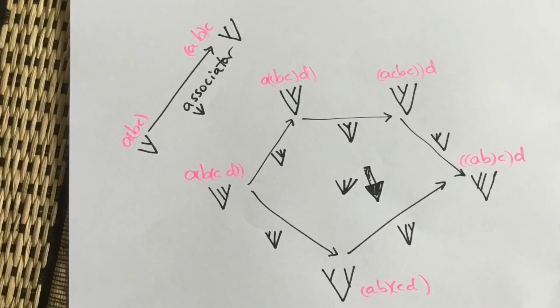Let's recap. Each edge in our axiom is an arrow that flips one bracketing on 3 letters to another bracketing on 3 letters, and then no matter how many brackets we have on words with more letters, we can flip between different bracketings using these associator edges.